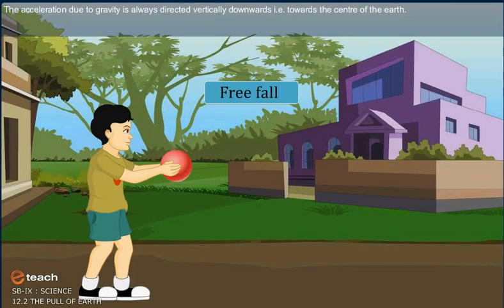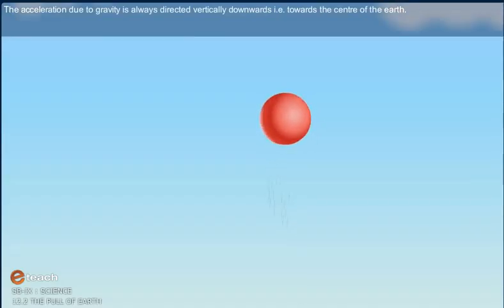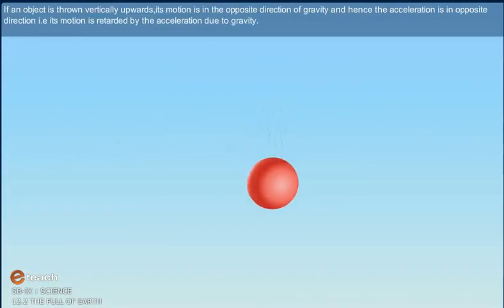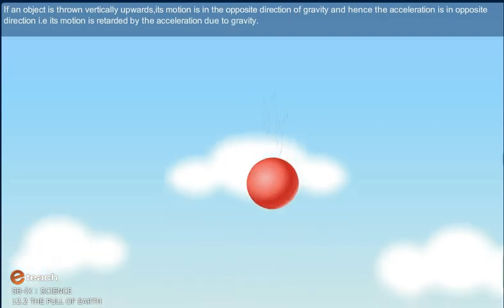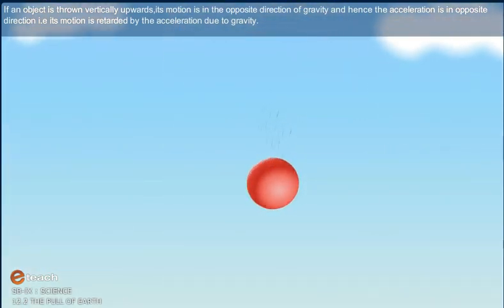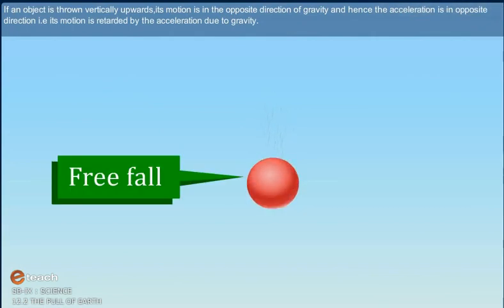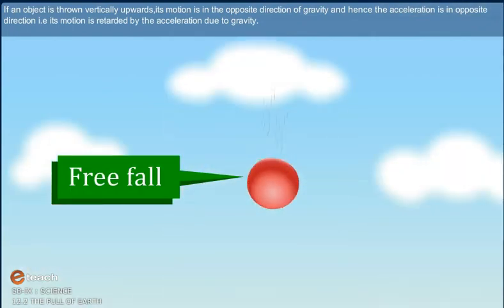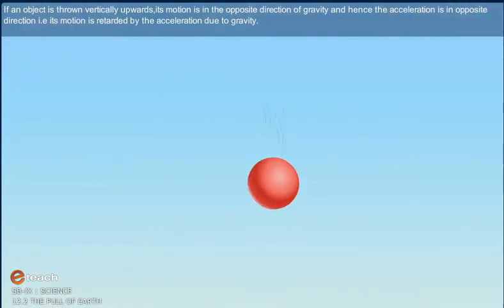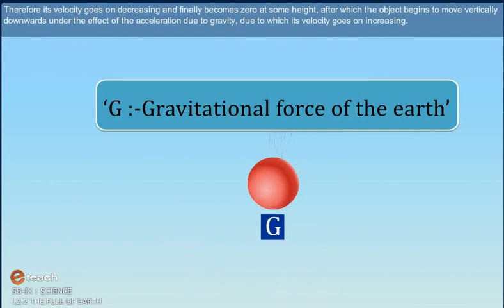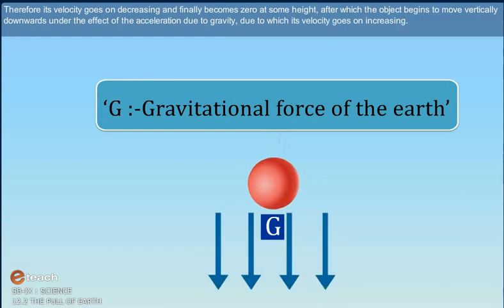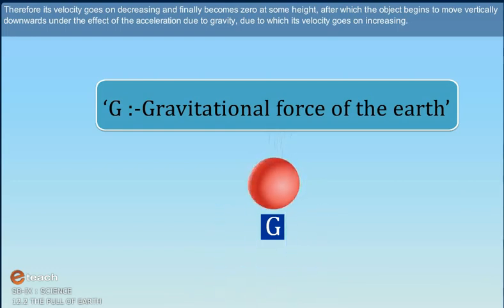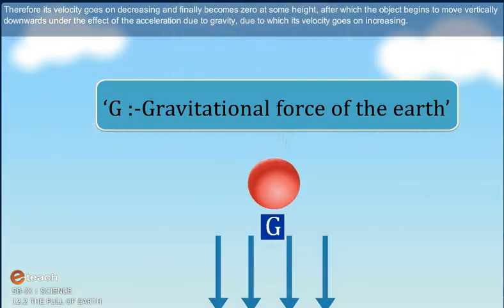The acceleration due to gravity is always directed vertically downwards, that is, towards the center of the Earth. If an object is thrown vertically upwards, its motion is in the opposite direction of gravity, and hence its motion is retarded by the acceleration due to gravity. Therefore, its velocity goes on decreasing and finally becomes zero at some height, after which the object begins to move vertically downwards under the effect of acceleration due to gravity, due to which its velocity goes on increasing.